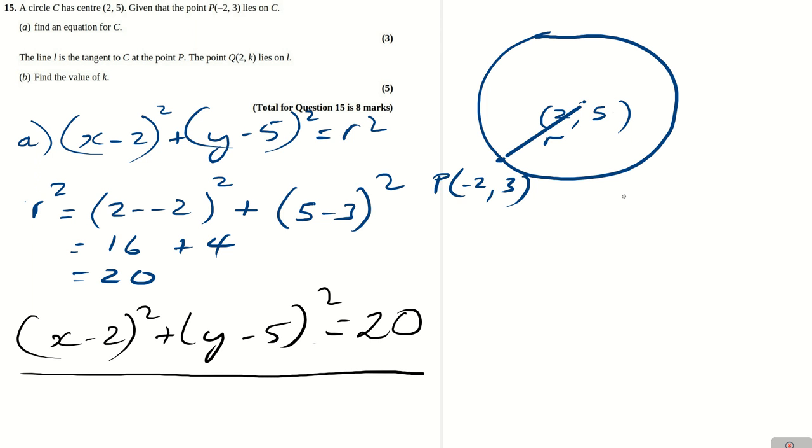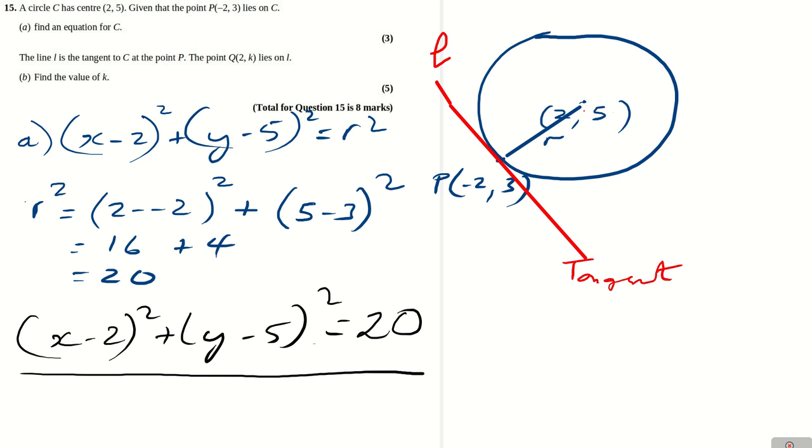Right, now part B. The line L is a tangent to the circle at the point P. Let me draw in the tangent. At the point P, the tangent is the straight line which touches the circle at just one point. So it looks something like that, and that is what we call the tangent. And it tells us that Q lies on this line L, which is the tangent.